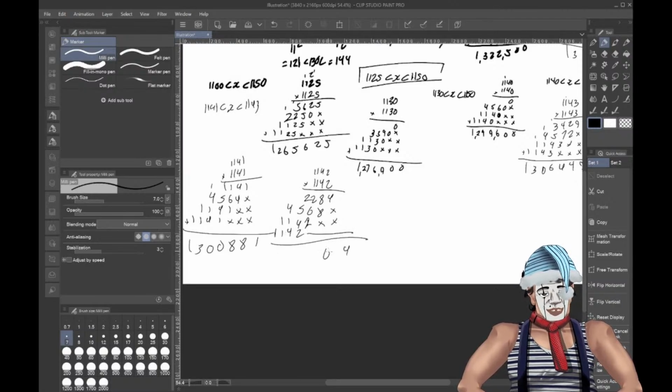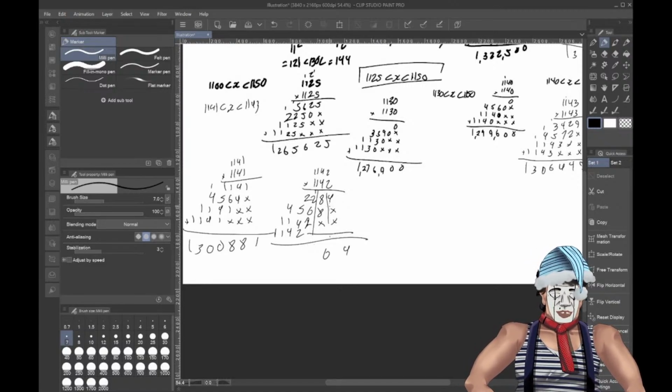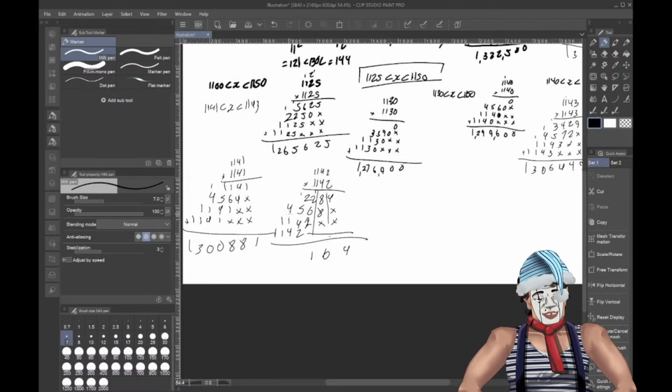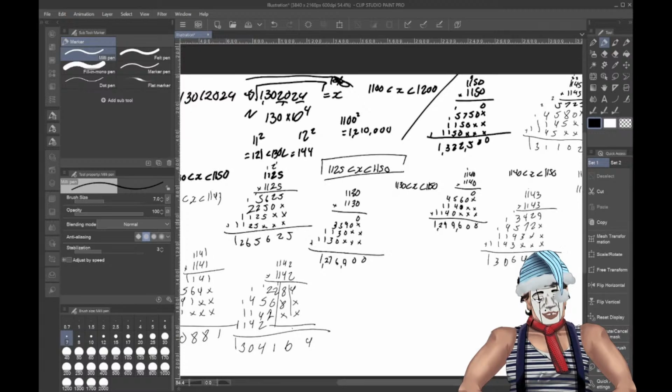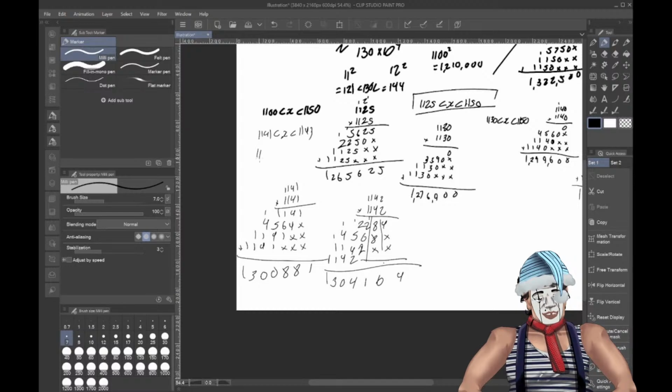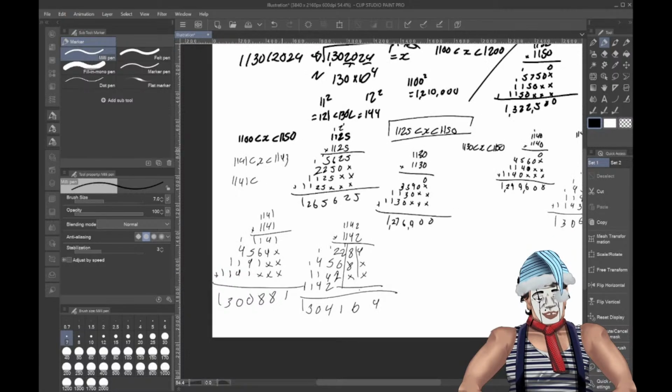That's 16. Hold on, let me get my... Let's get this right. That's 4, that's 16. It's at 8, 10, 11. Sorry for the messy numbers. That's 10, that's 14. That's 10 again. That's 3, that's 1. This one is too large, so that means it should be between 1141 and 1142. Approximately.